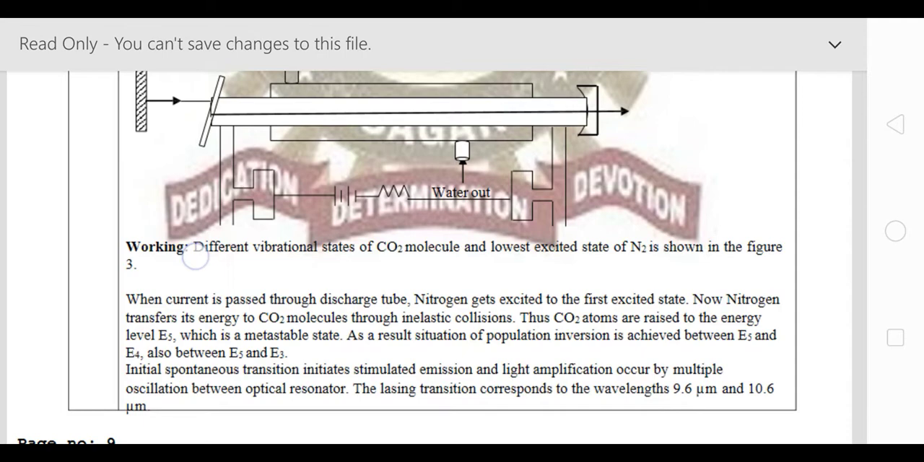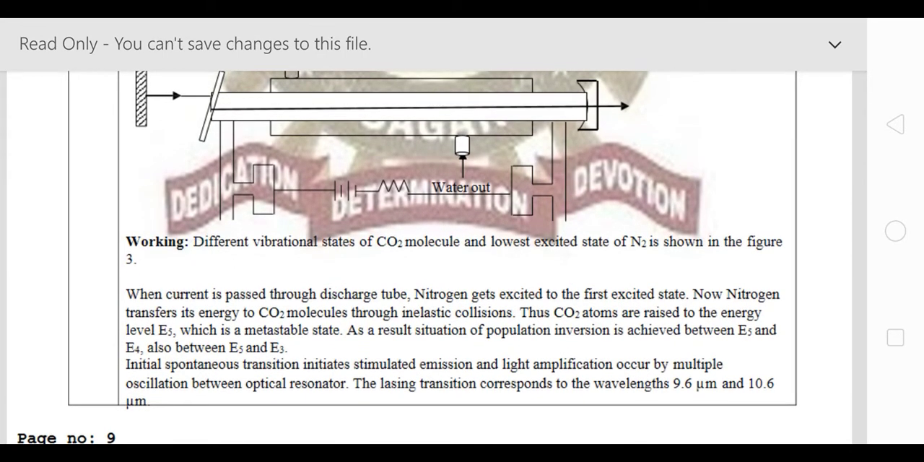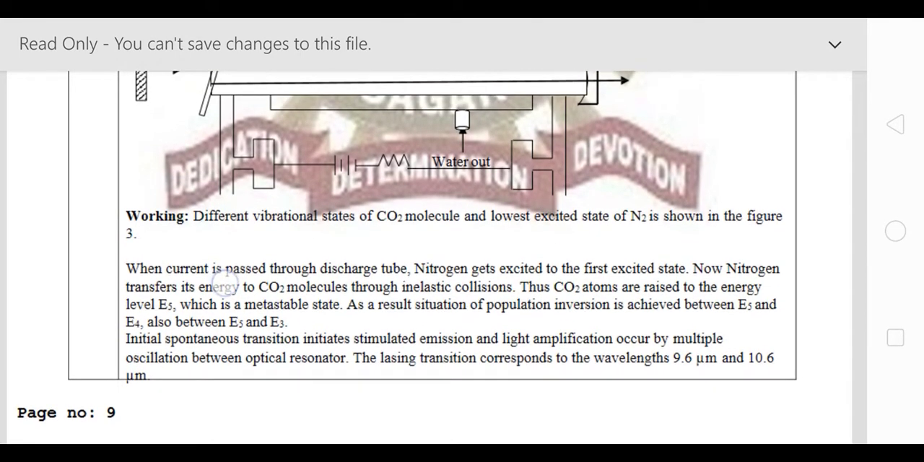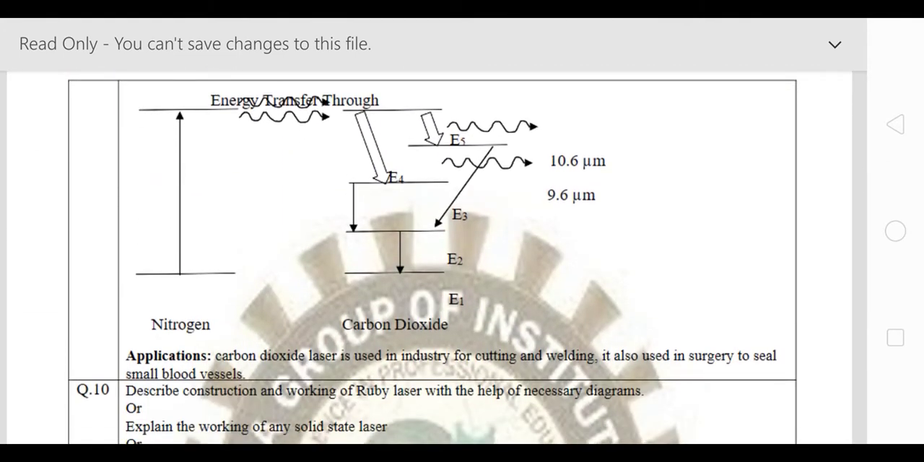to control the collision between the carbon dioxide, nitrogen and helium atoms. The working principle is based on a four energy level system.